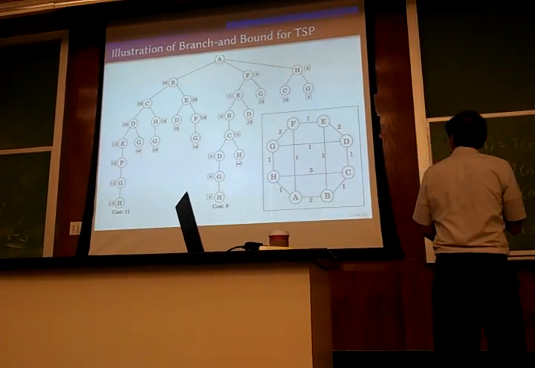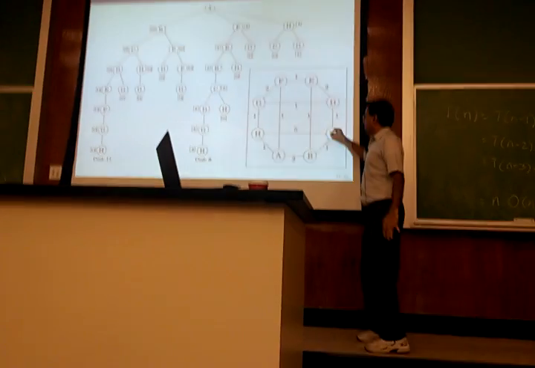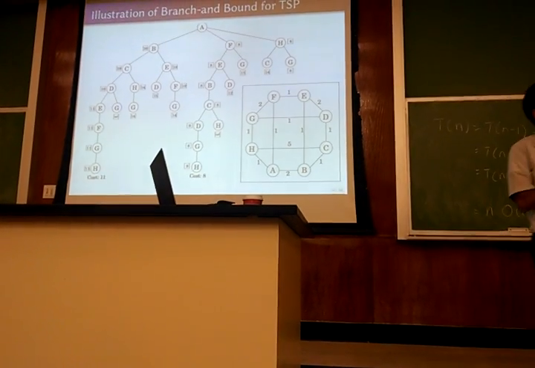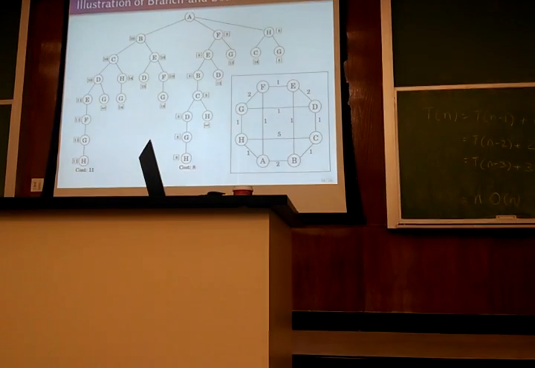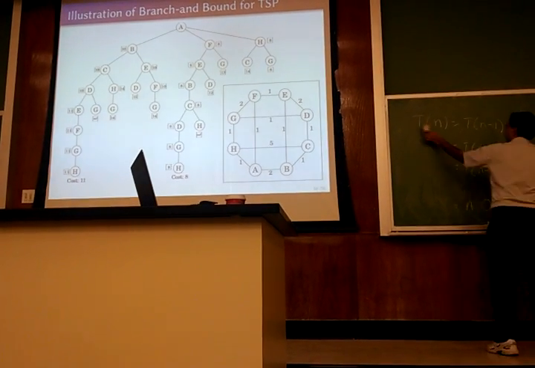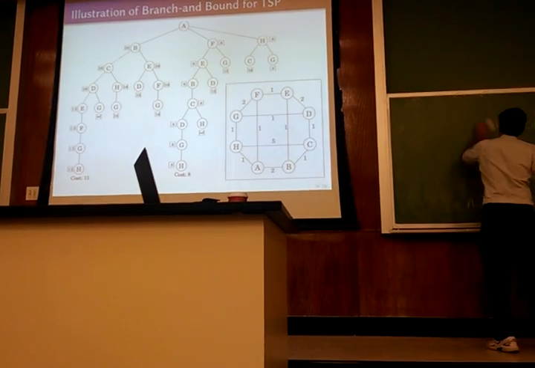So here's an example. Here is your graph, and we're going to use branch and bound. We're going to illustrate the branch and bound algorithm using this particular graph. Okay, so let's see.